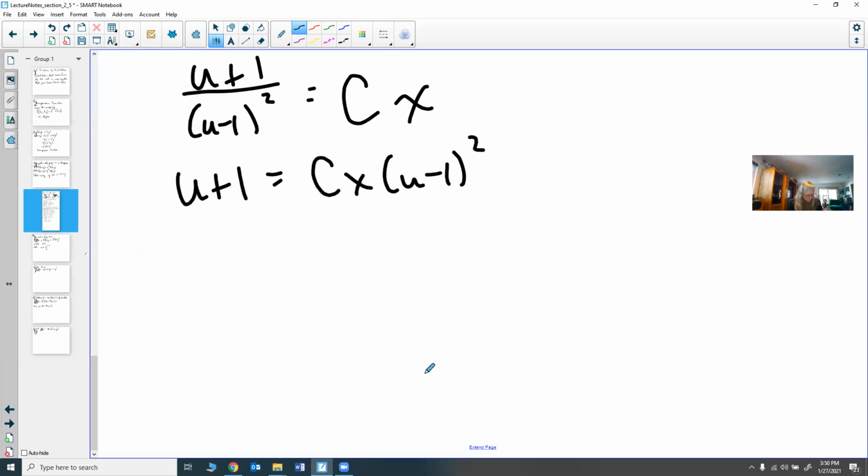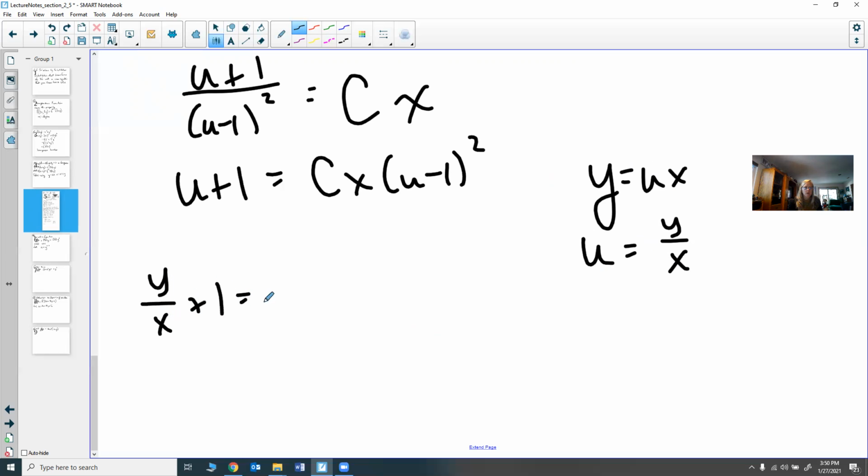And then remember that u wasn't the thing of interest to us. y was the variable I started with. y is my dependent variable. I need to get back to my y's. Remember that we let y equal u times x. So therefore, u is equal to y over x. We'll do that substitution: y over x plus 1 is equal to cx times y over x minus 1 squared.